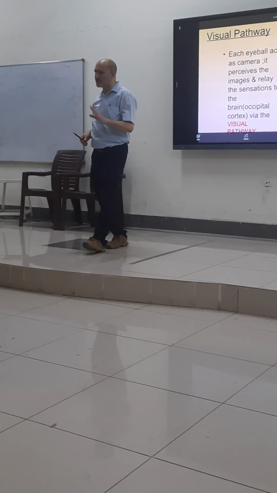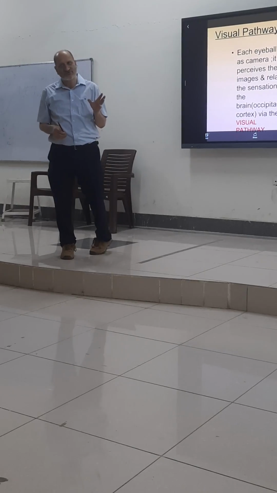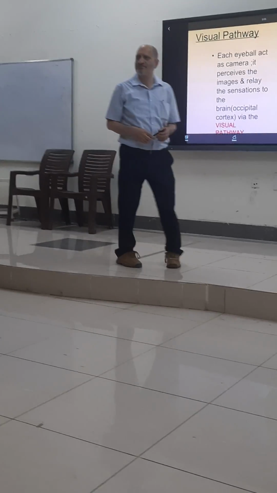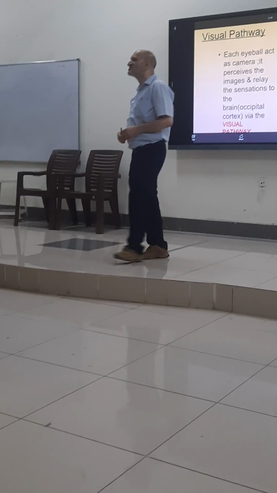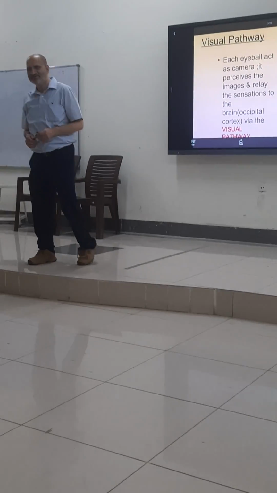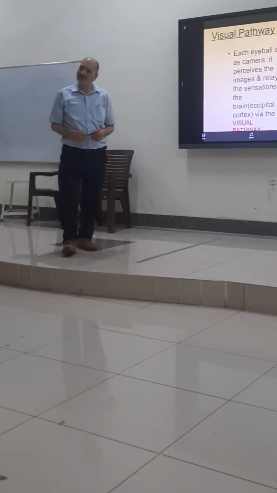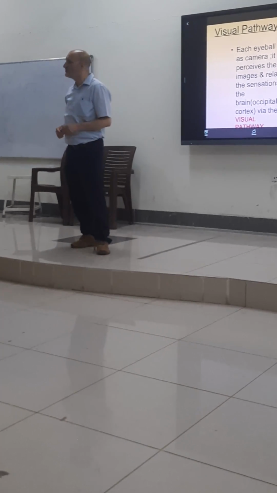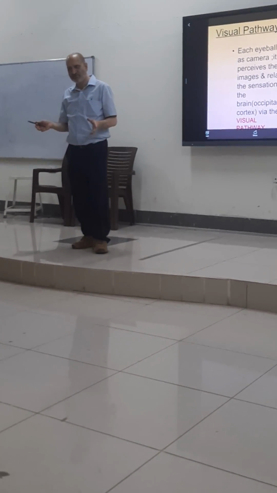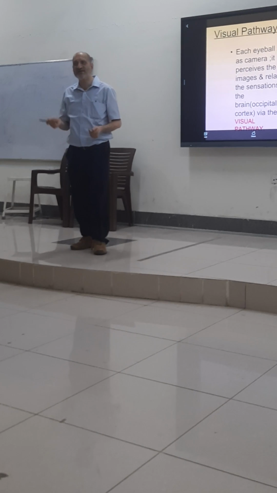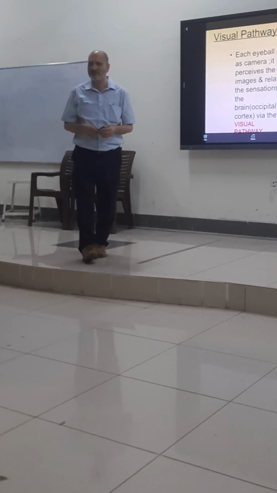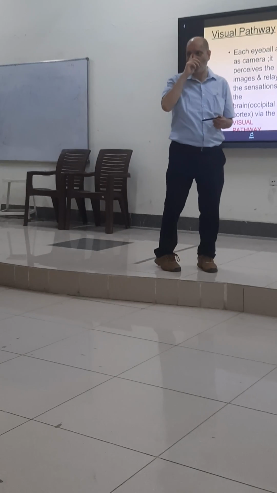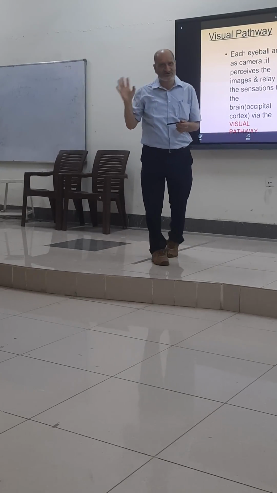The visual cortex has two areas. One is the primary visual cortex area. What's the area? Brodmann's area 17. And then there is the visual processing area, which is area 18 or 19. But 17 is the primary visual cortex area. You understand? Yes, sir.